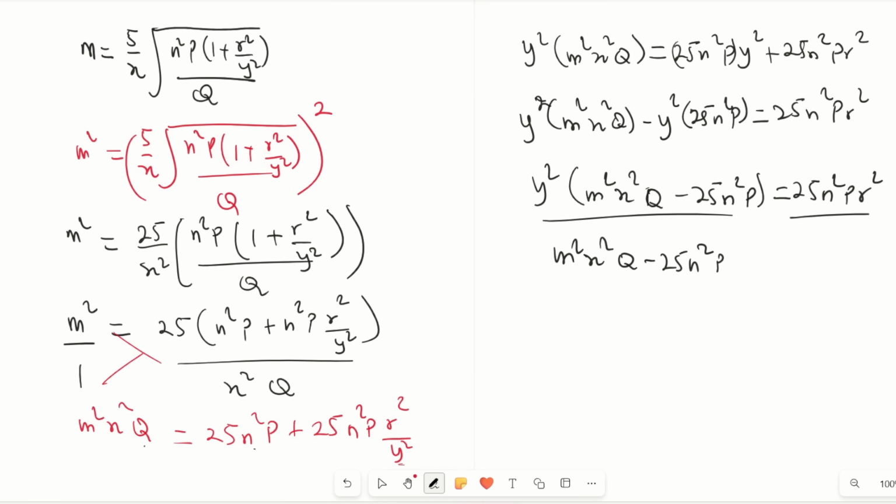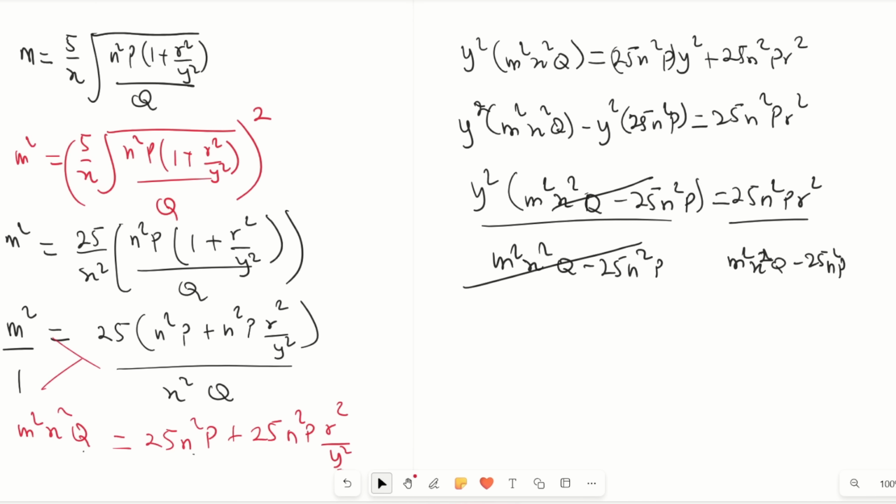Then this side as well, m squared x squared q minus 25 n squared p. So we cancel out, and then we are going to have y squared equal to 25 n squared p r squared all over m squared x squared q minus 25 n squared p, right?